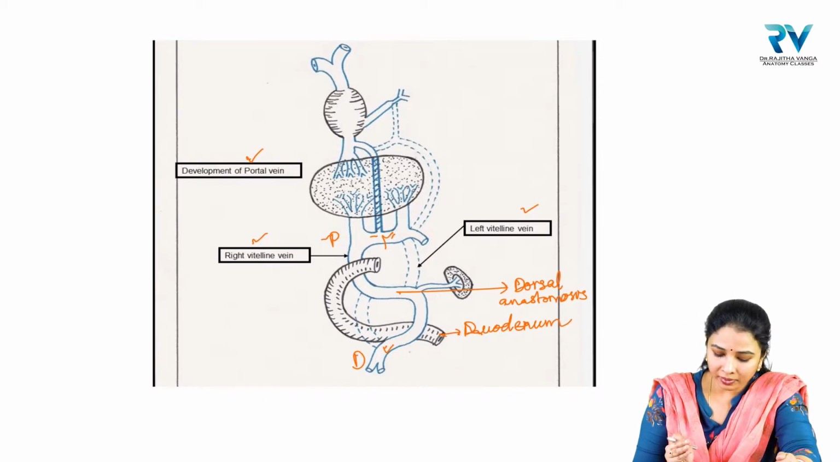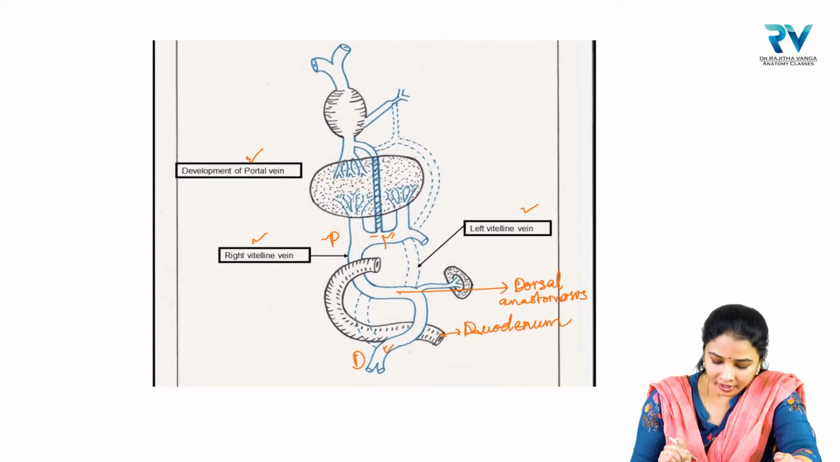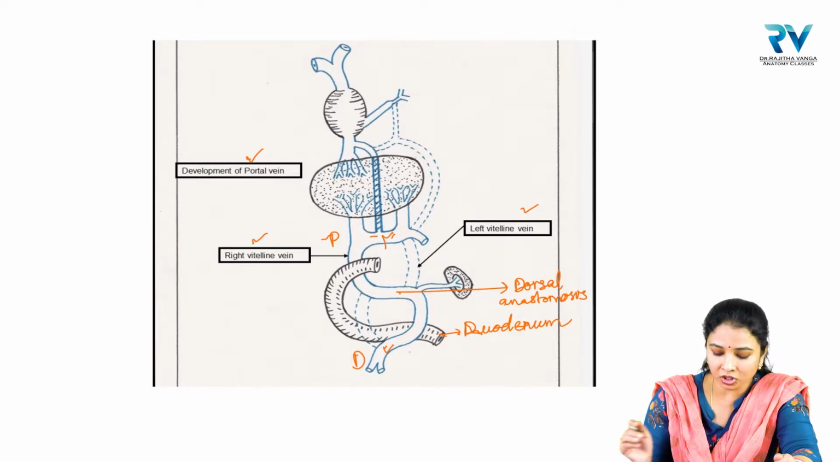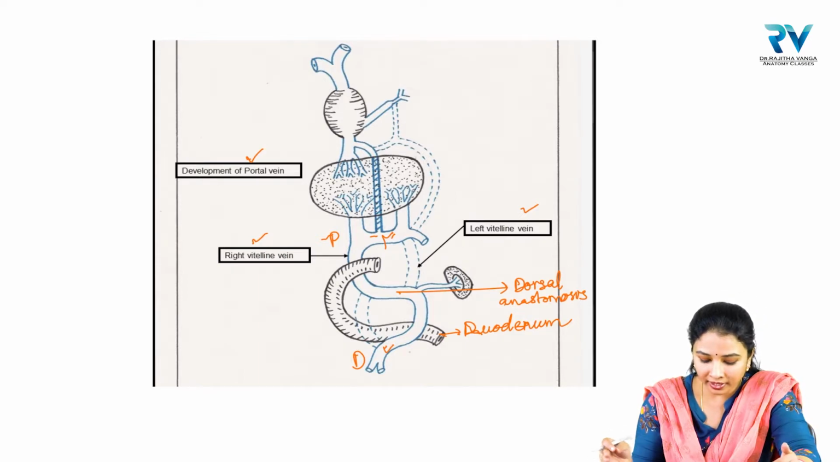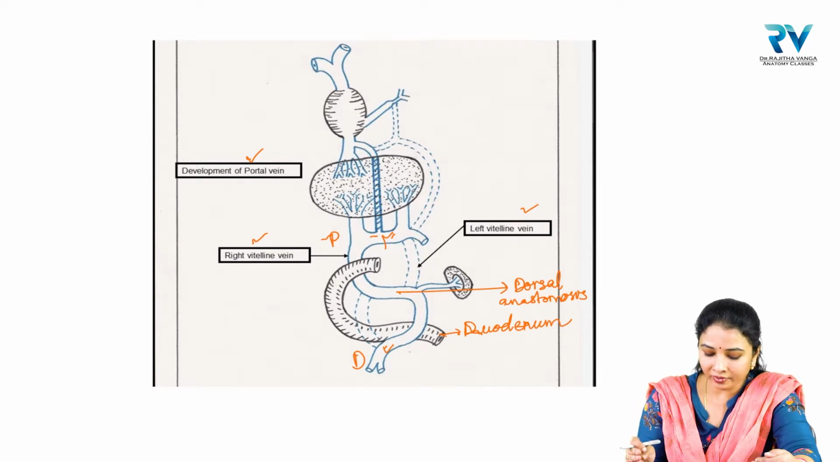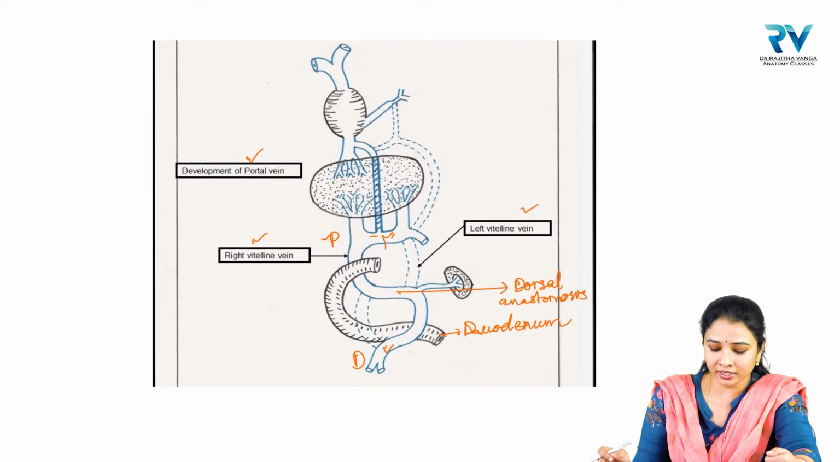If you see the image here, the distal part of the right vitelline vein, which is present in the dotted lines, disappears and disintegrates. And the proximal part of the left vitelline vein also disappears and disintegrates.